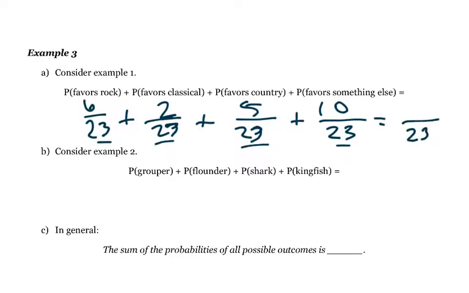6 plus 2 is 8. 5 plus 10 is 15. 15 plus 8 is 23. So 23 out of 23, that adds up to 1.